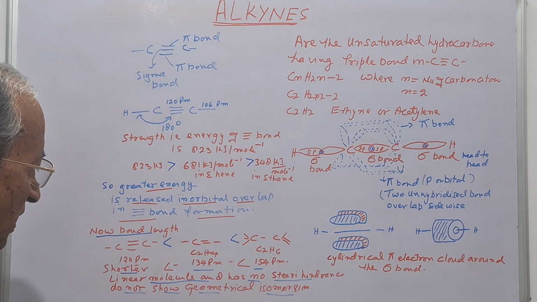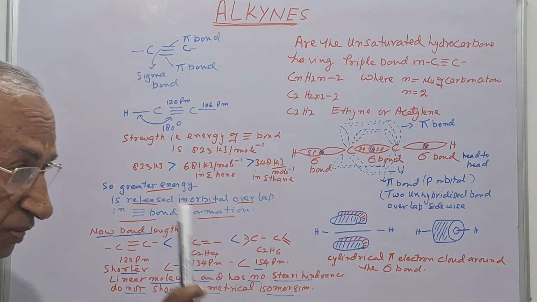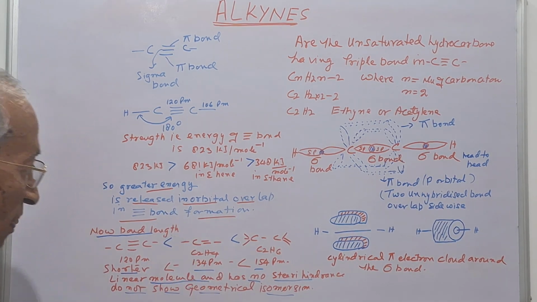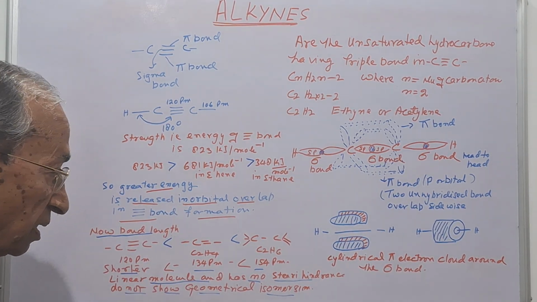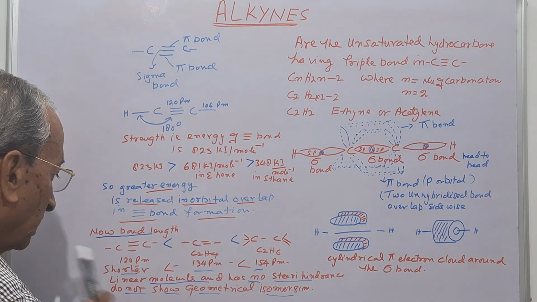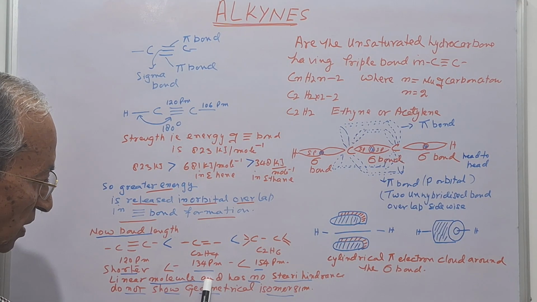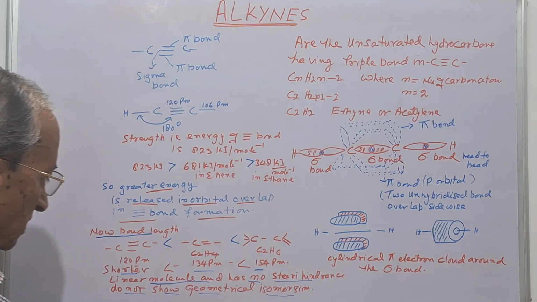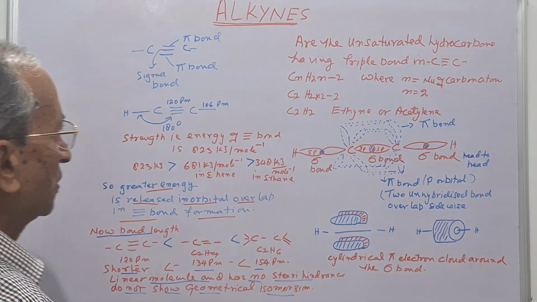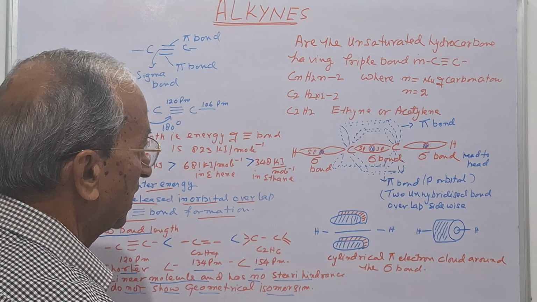Now we see that in the case of ethene, a double bond is there. For the formation of the second pi bond, the carbon atoms come closer to each other, which decreases the distance of the carbon-carbon triple bond. So we say that it is a linear molecule and has no steric hindrance, so they do not show geometrical isomerism. So today I explained alkynes and the structure of the alkynes.